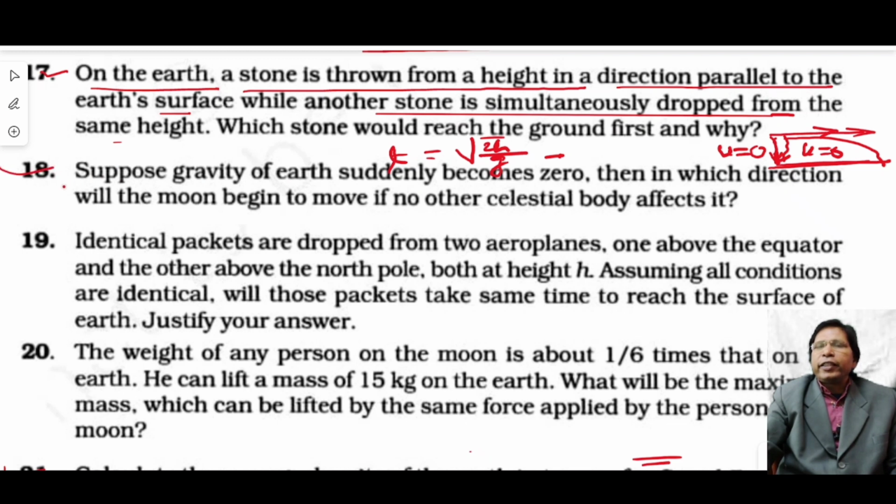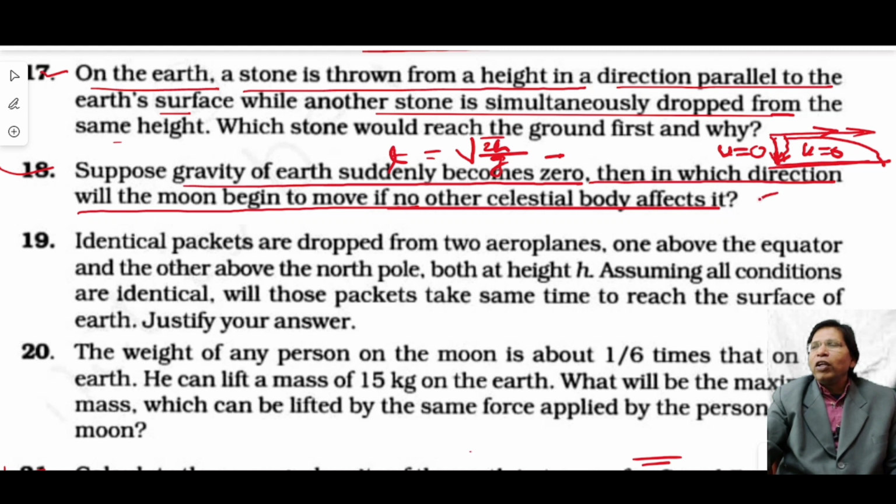Now question 18. Suppose the gravity of Earth suddenly becomes 0. In which direction will the moon begin to move, if no other celestial body affects it? The moon revolves around the earth in a circular orbit and its velocity is always directed tangentially. If the centripetal force, that is the gravitational force on the moon, vanishes, the moon moves tangential to its path.